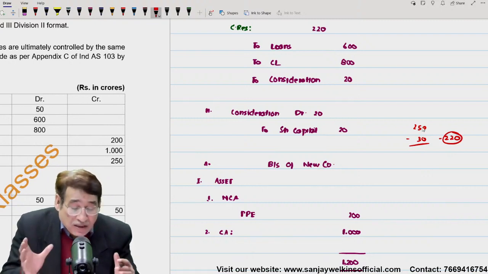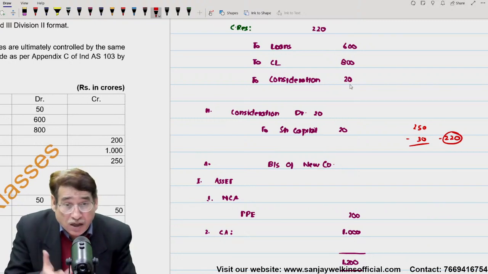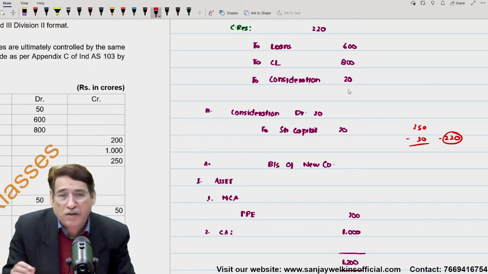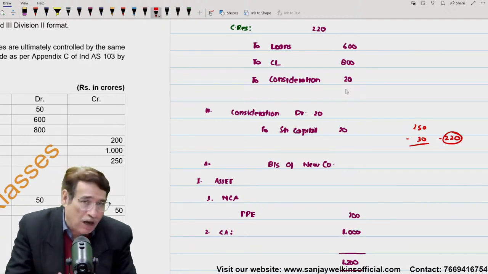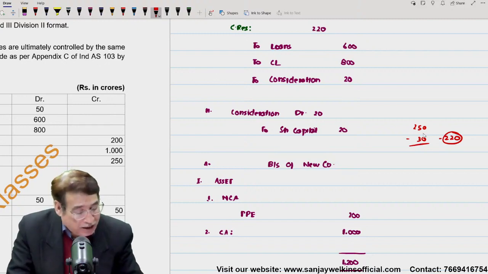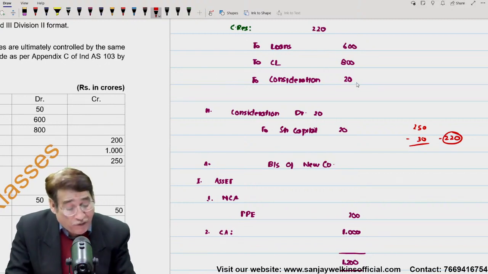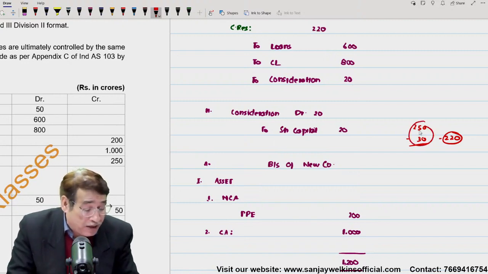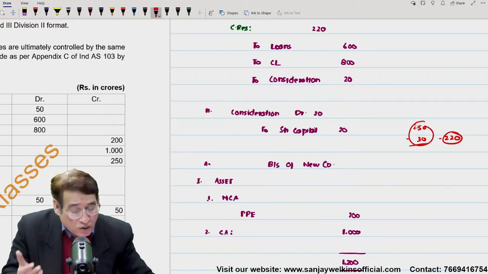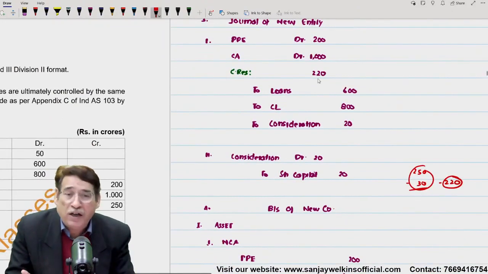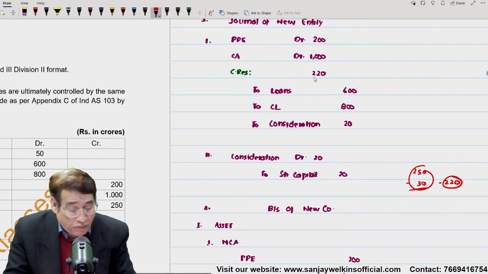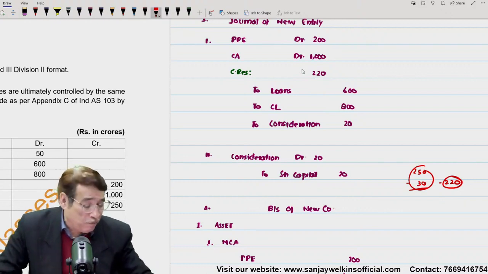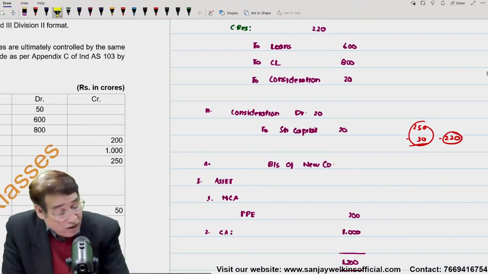So the standard says that things are to be recorded at nominal value only. That is why we are completely ignoring security premium, but it is not going to have any implication, because ultimately, you can see, even if I would have written here security premium account, it would have got adjusted against capital reserve. So here, when I am writing 220 capital reserve, that means security premium account is getting adjusted against capital reserve. That is the point which you need to understand.